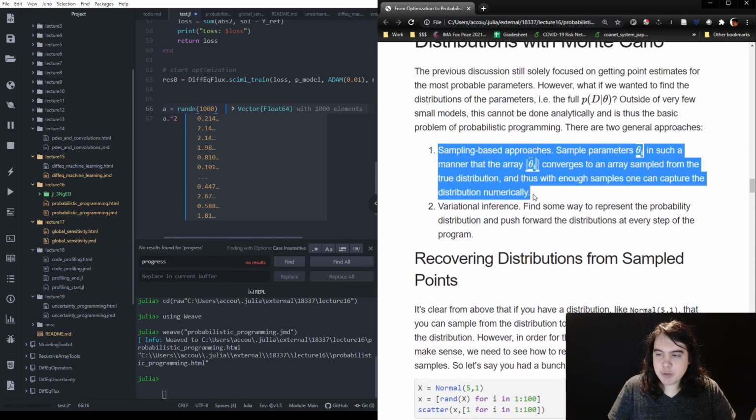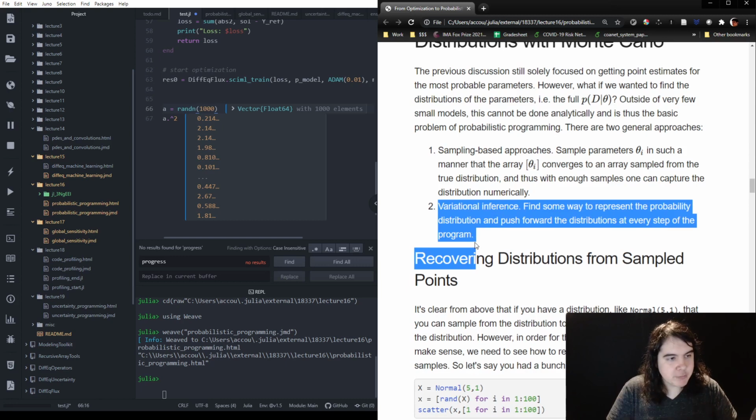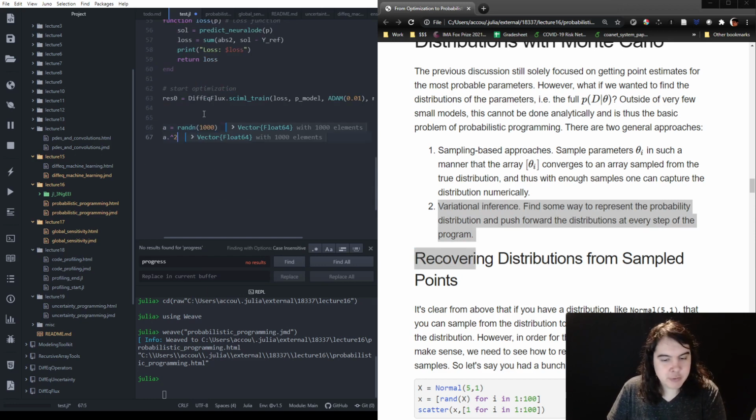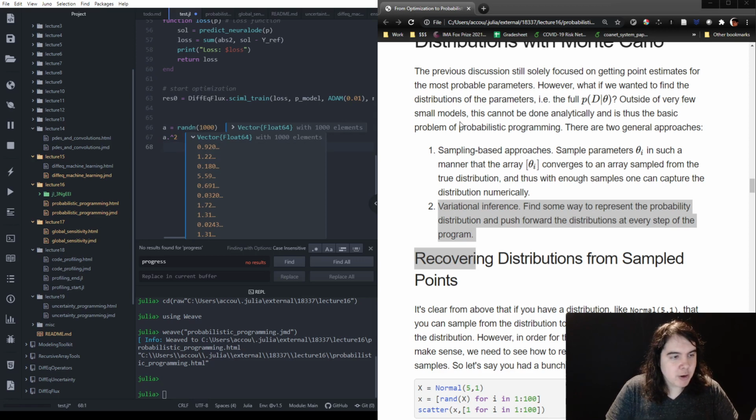So you can use a sampling approach, or you can use what's known as variational inference, which is a more direct calculation on the probability distributions. Let's first ask the question: if I have a given set of a's and I have an a squared, this is a representation of a probability distribution, but probability distributions are functions, right? So how do I recover what that function is from a given discrete set of points, which have probabilities according to some given function?